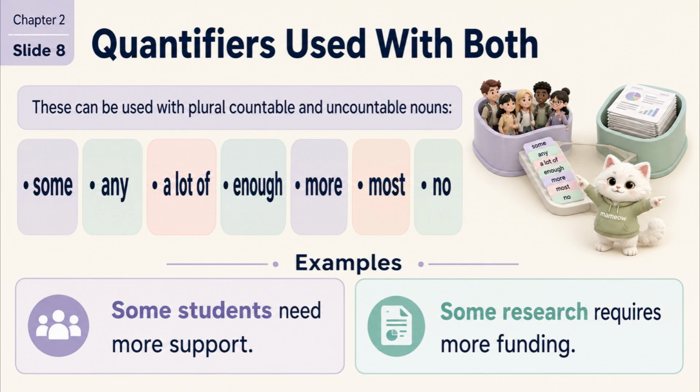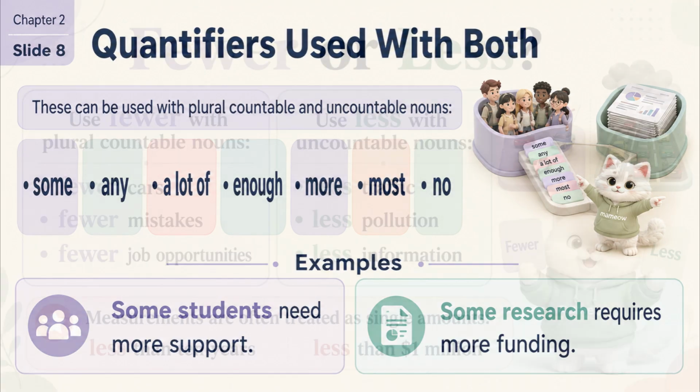The noun still determines the verb form. We say, some students are concerned, because students is plural. We say, some research is unreliable, because research is uncountable and takes a singular verb.